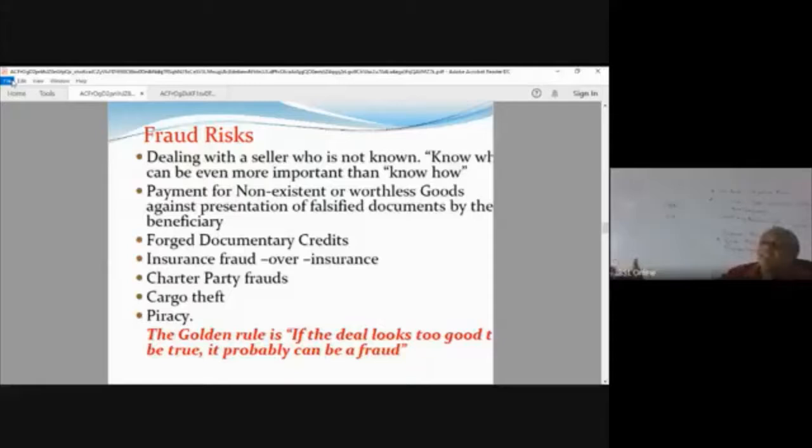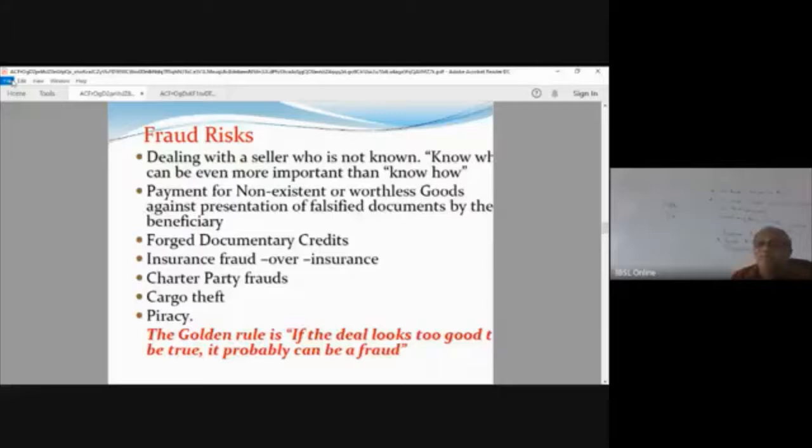We got down this shipment from Brazil. On the way to Sri Lanka, the ship was sold mid-sea. They removed the Panama flag, dumped the cargo in an unknown country at an unknown harbor, probably African countries, and took the ship away to new owners. You won't believe it: after a mid-sea sale, they paint the ship at sea, a white ship sprayed blue. That is how frauds happen. Charter party frauds can happen, then cargo theft and piracy.